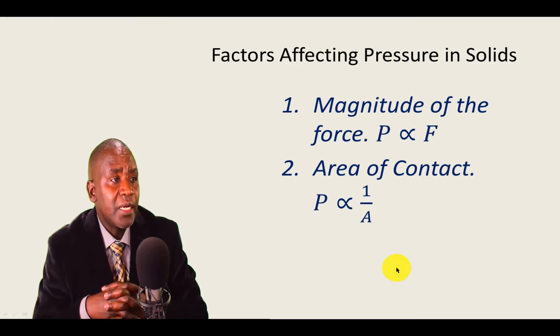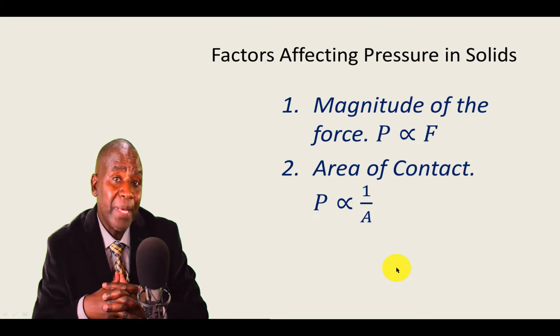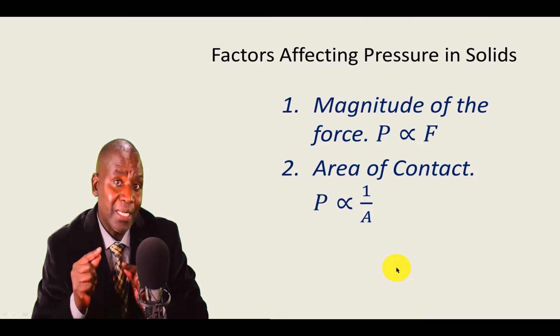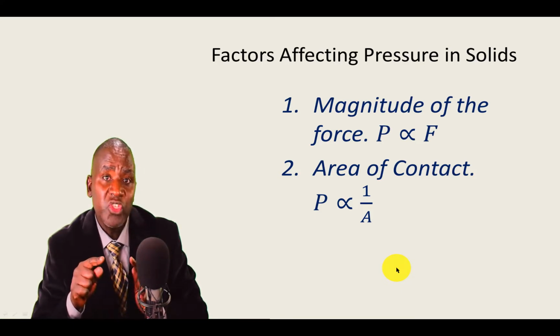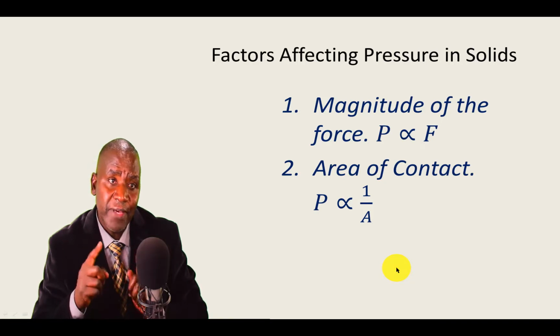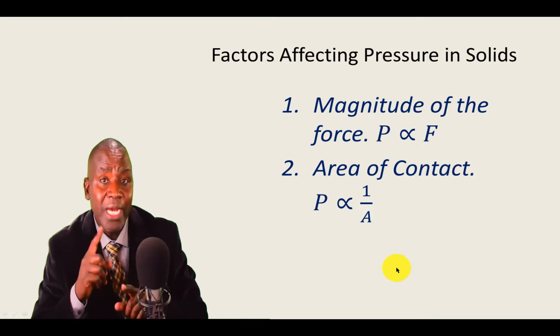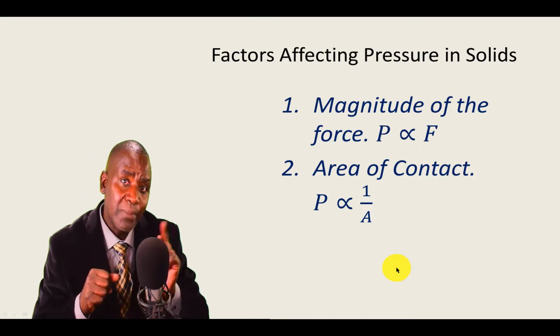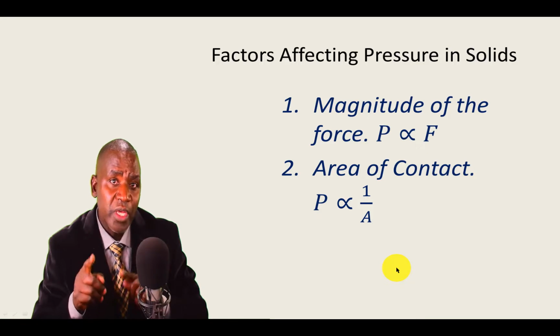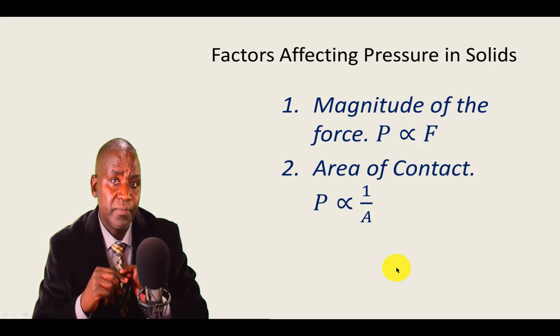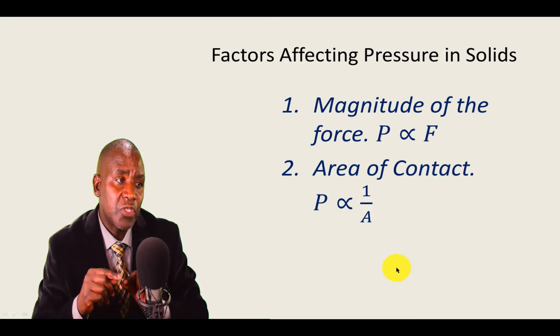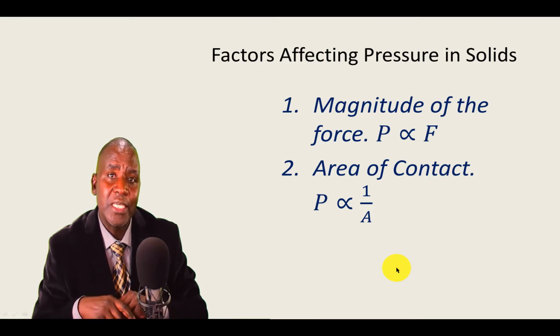When we say that pressure is directly proportional to the force, it's important to appreciate at this point that pressure is the dependent variable while force is the independent. In other words, when we change force, it affects pressure, not the other way around. So if you double the force, the pressure is going to double. If you halve the force, the pressure will be halved. That kind of relationship is referred to as a direct proportionality relationship. So pressure is directly proportional to the force.